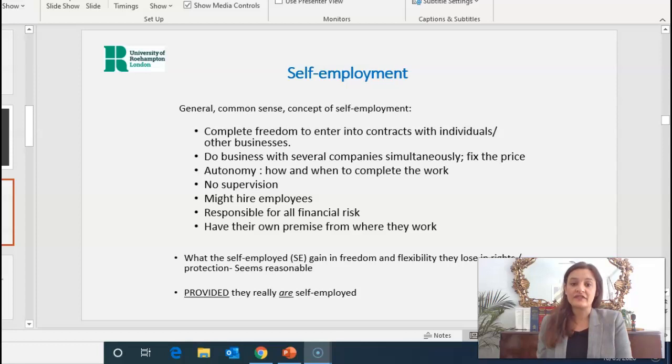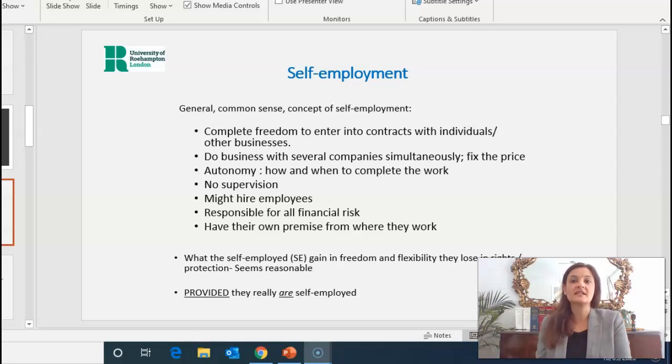They take on all of the financial risk, and as a result, they have all of the gain, all of the profit, and they generally own their own premises from where they work. All right, so what self-employed people gain in freedom and flexibility, they lose in terms of certain rights or statutory protections, like we saw holiday pay or sick pay or pension. That seems reasonable enough, and provided these people really are self-employed, it seems quite fair and quite reasonable.